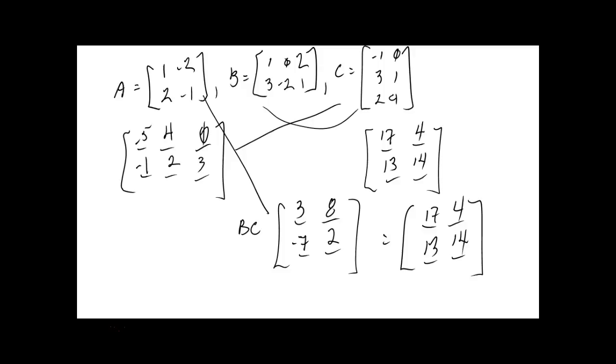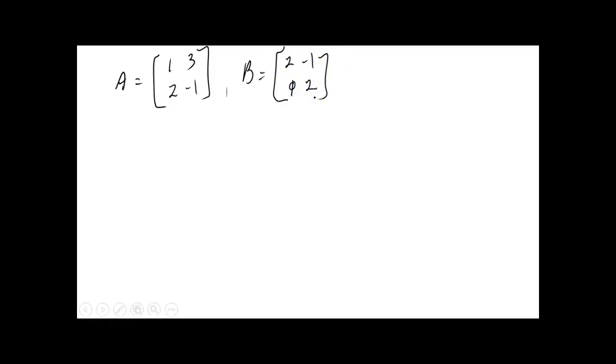Now, I think we've done this before, but in case we haven't or you've forgotten it, we'll do it again. This is example 4, when you have matrix A being 1, 3, 2, -1, and matrix B being 2, -1, 0, 2. Now, can you multiply AB? Sure. Okay.